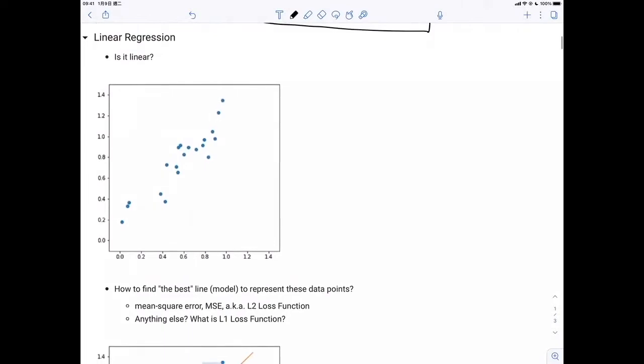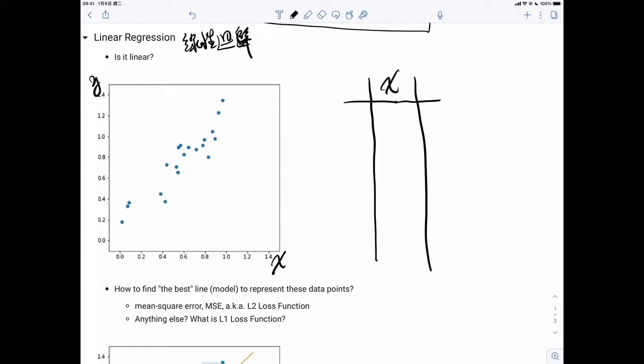Let's take a look at the very simple model algorithm. The first one is what we call linear regression. It's just linear regression. Let's take a look at this figure. That is x. That is y. That's very simple data.